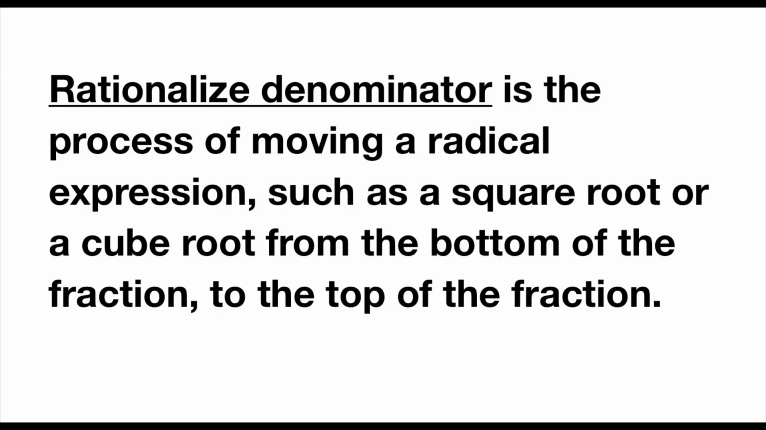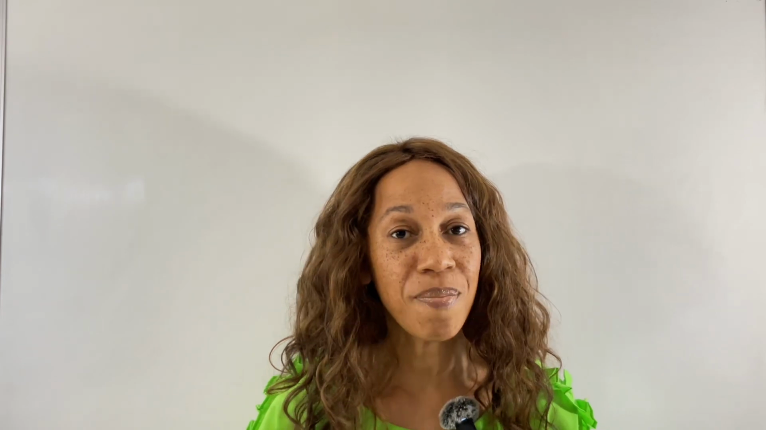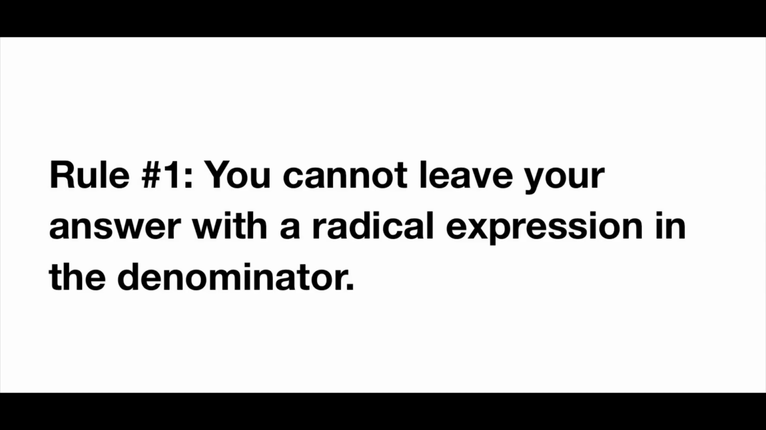And how do we do this? Let's first define what rationalizing a denominator is. Rationalizing the denominator is the process of moving a radical expression, such as a square root or a cube root, from the bottom of the fraction, which is the denominator, to the top of the fraction, which is the numerator. And we have to do it because you cannot leave your answer with a radical expression in the denominator.